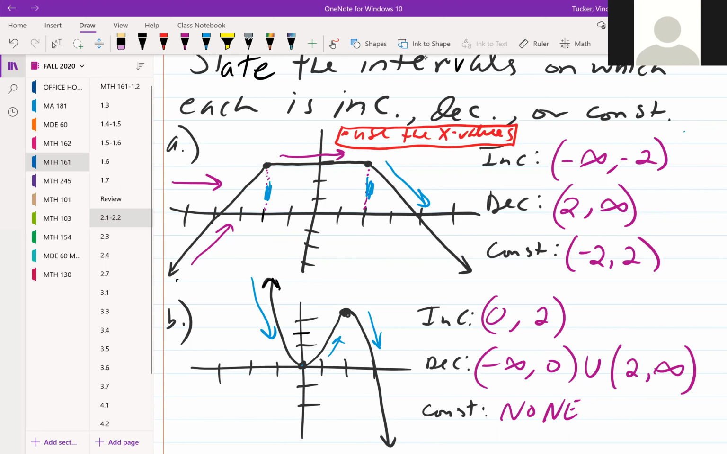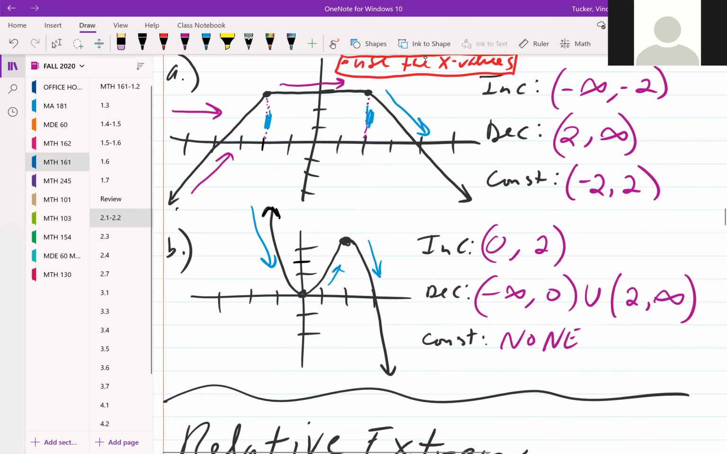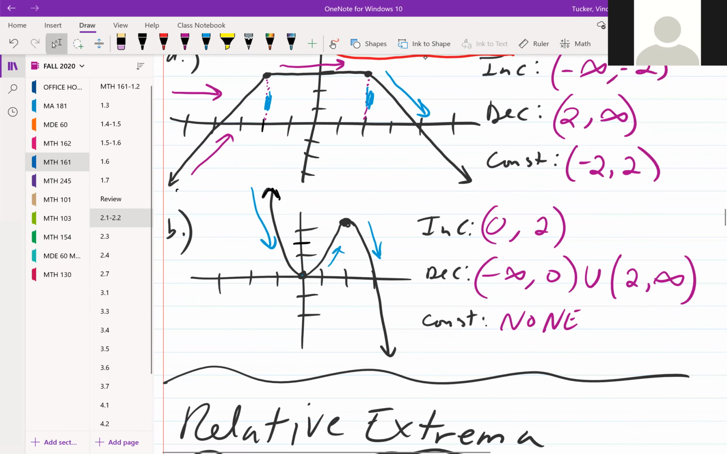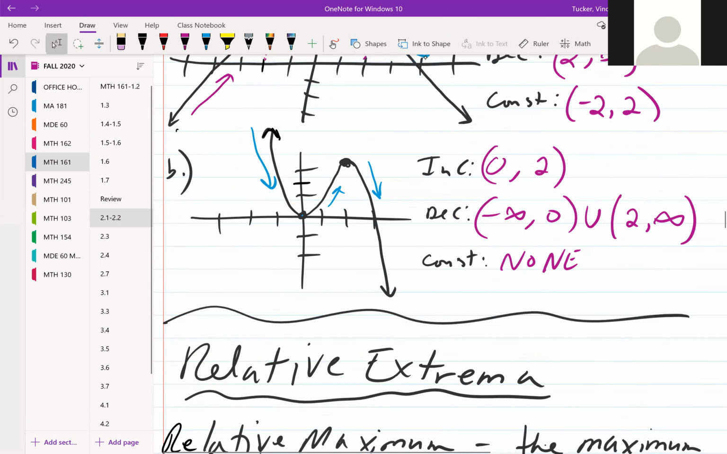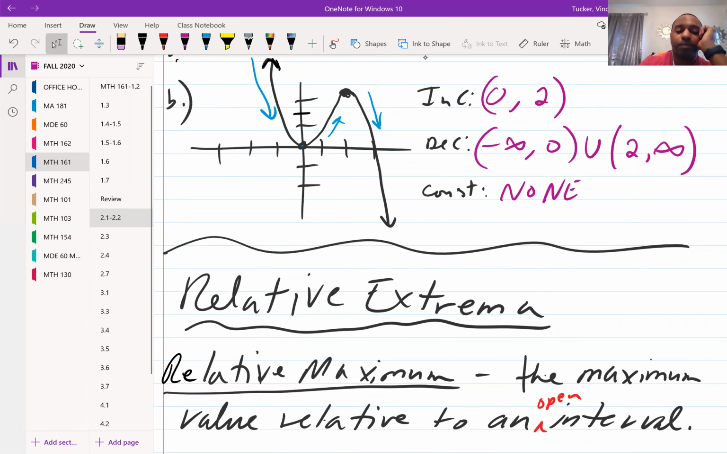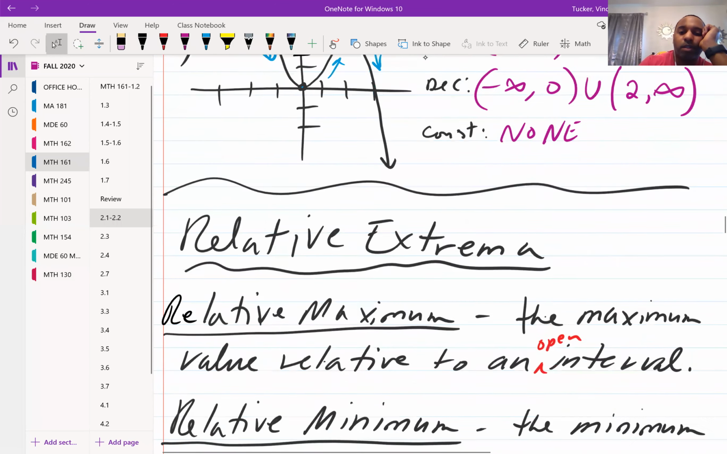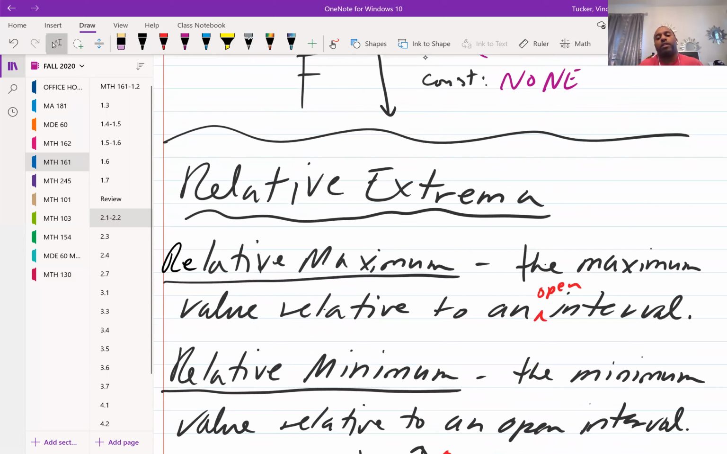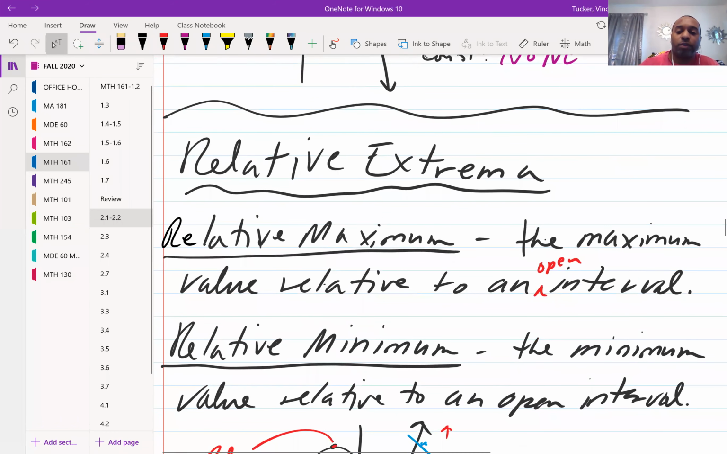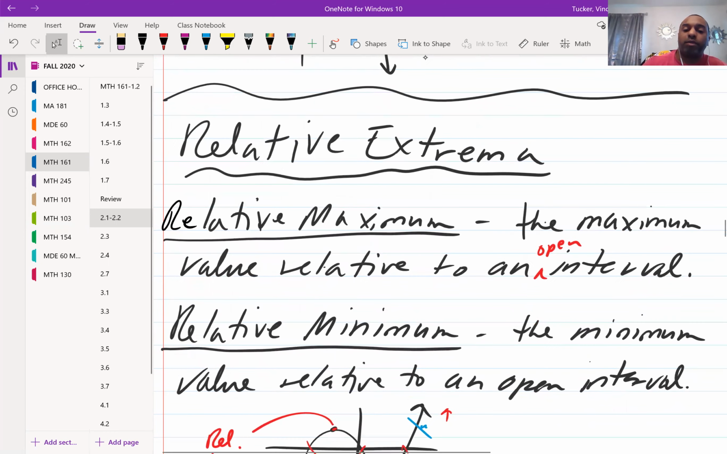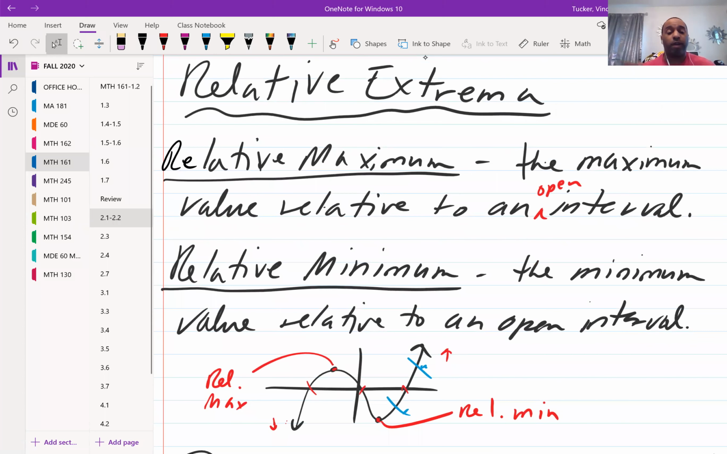All right. Anything else before we go to our extremes? All right. So relative extrema. A relative max is going to be the maximum value relative to an open interval, or the relative minimum would be the minimum value relative to an open interval. So you're just talking about the largest value and the smallest value in an interval. That's all that means. Because sometimes you don't have a largest value or smallest value in a graph or in a function.